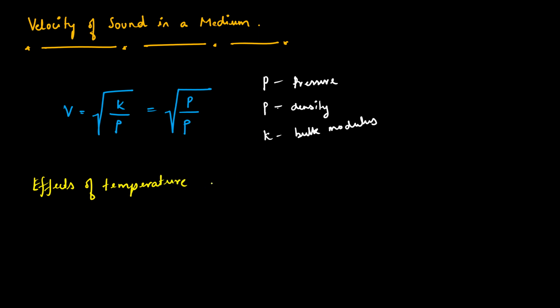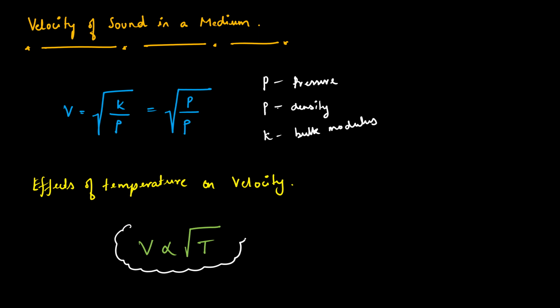Temperature on velocity. So v is directly proportional to the square root of T. This is the particular relation that you have to know. Okay. And how are we getting this one? From Charles law, we'll be getting this one.